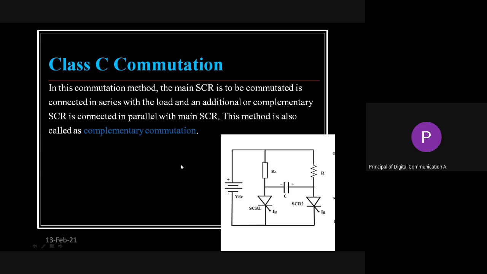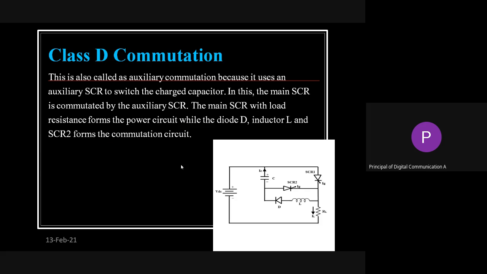And the last one now is the class D commutation. Here again some modification has been made: L and C are the commutating components, but in addition to that, one normal diode is also used for the operation. This is also known as auxiliary commutation because an auxiliary SCR is used over here. In this, the main SCR is commutated by the auxiliary. In the last one also, the same.